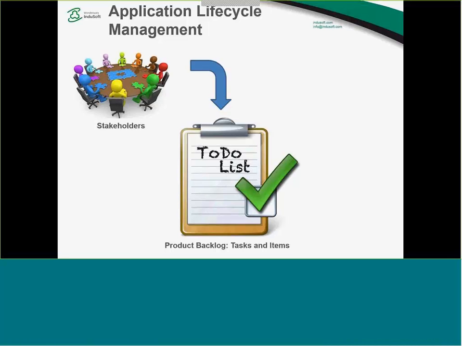So the product backlog is really a big list of all the tasks and items that need to be developed in order to fulfill all the customer requirements. And so you have this big list, you're going to prioritize them based on order of development or complexity of development, and then you'll be assigning those tasks, those items, to all the resources on your team.